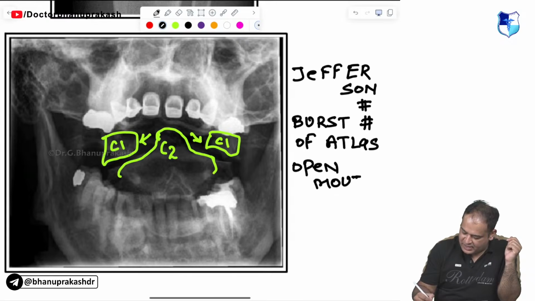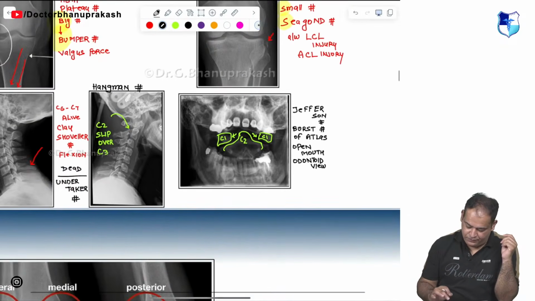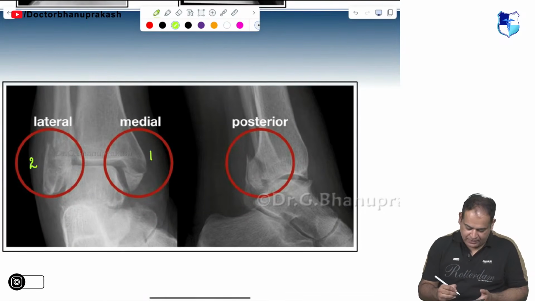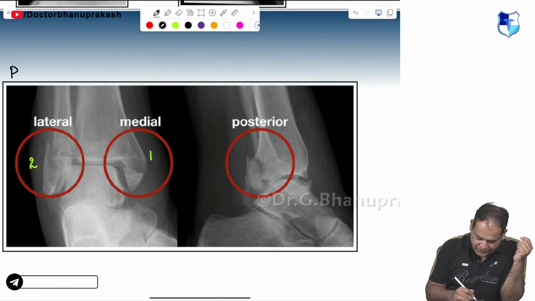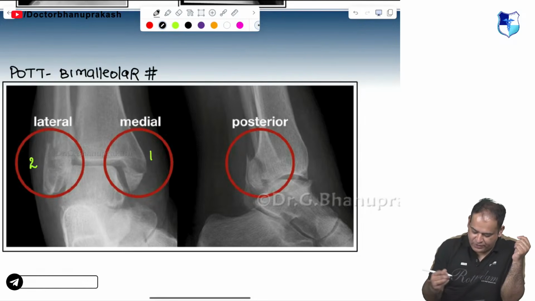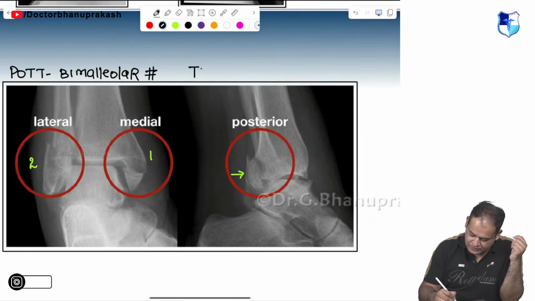It is seen in open mouth odontoid view. Now see here. So if medial and lateral malleolus both are fractured, what is the name? Pott fracture. So Pott fracture is bimalleolar fracture. And if posterior is also fractured, now the name changes.